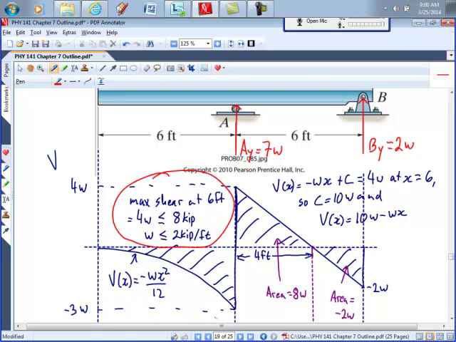And the same thing when we have a couple moment acting on the beam, then our bending moment would be discontinuous at that point, and it would have 2 separate values at that point, even though it would actually be changing over a very small finite length.